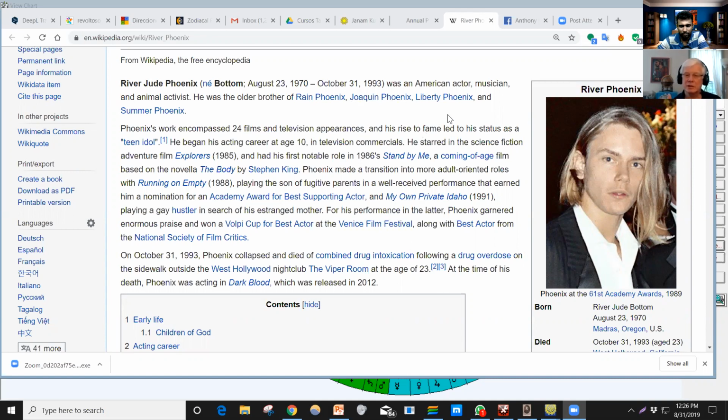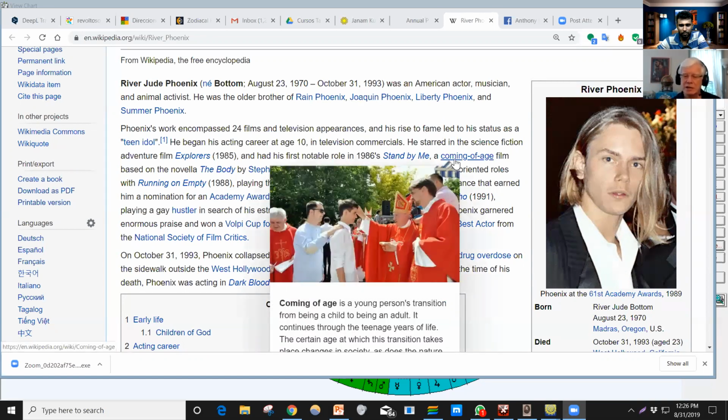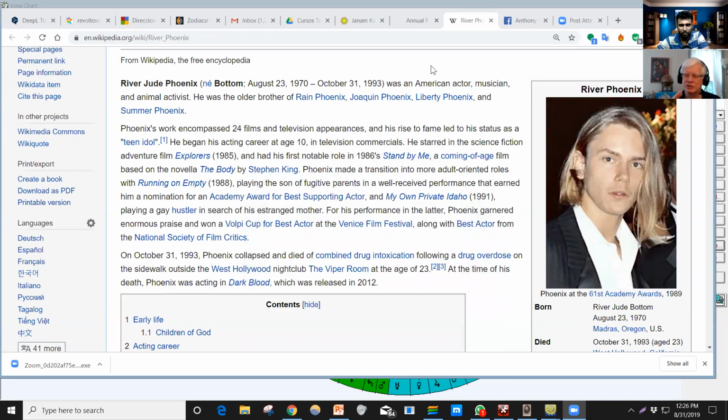He had the beginning of a career as an actor at age 10, national or international prominence at age 16 because of his acting, and death at age 23. So we would expect, in his chart, for these dates to show up: age 10, age 16, age 23, okay? Let me go to his chart.